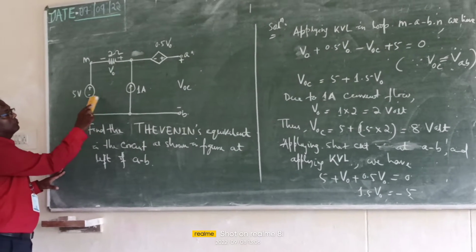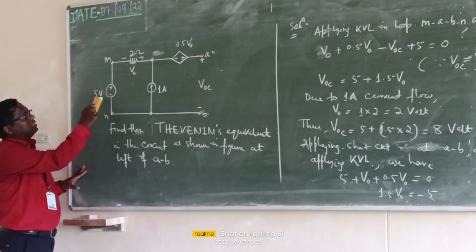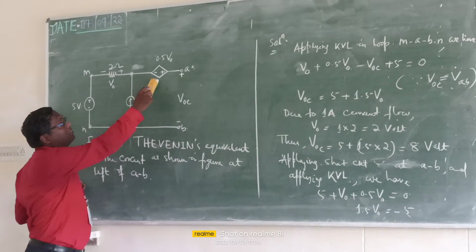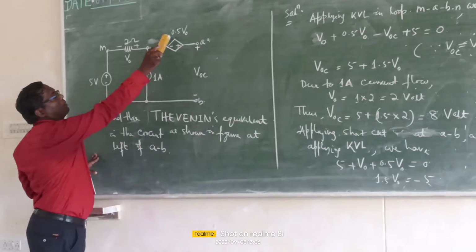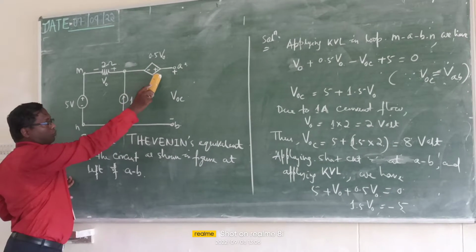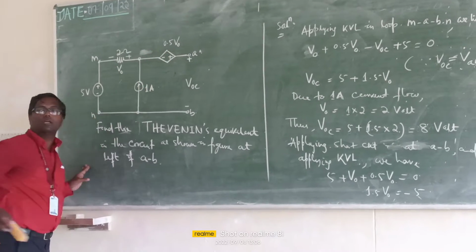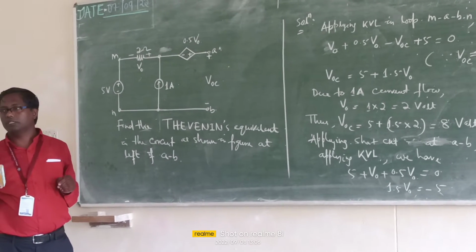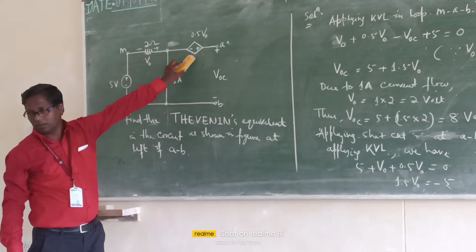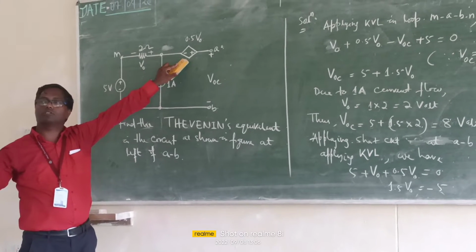These are the dependent sources, and these are the independent sources. The 5 volt is an independent source, 1 ampere is an independent source, but this is your dependent source, 0.5 V0. 0.5 V0 means this dependent source depends upon this voltage. That's why this source is known as a voltage dependent voltage source.